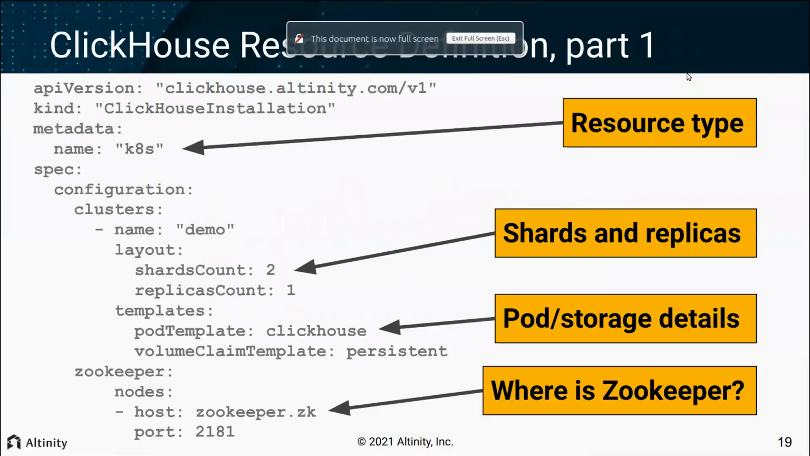All right, so let's just look in more detail about what's in that resource file. So if you're going to run Kubernetes yourself, you're going to need to fill this out. We have examples that you can use, but this will give you kind of the highlights of this file. So first of all, as I mentioned, the resource type, that's ClickHouse installation. Actually, this arrow is pointing at the name of it.